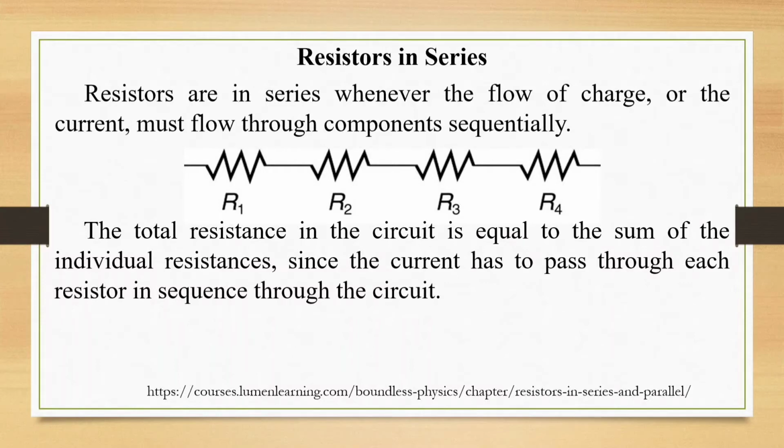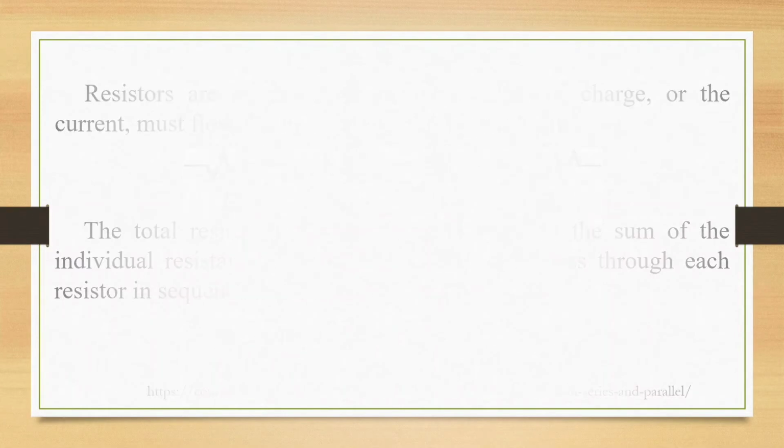We can elaborate the characteristic of resistance in a series connection with a formula: total resistance is equal to resistance 1 plus resistance 2 plus resistance 3 plus resistance 4, and so on. So this explains the characteristic of resistance in a series circuit. The total resistance is equal to the sum of the individual resistances. So let's have an example.